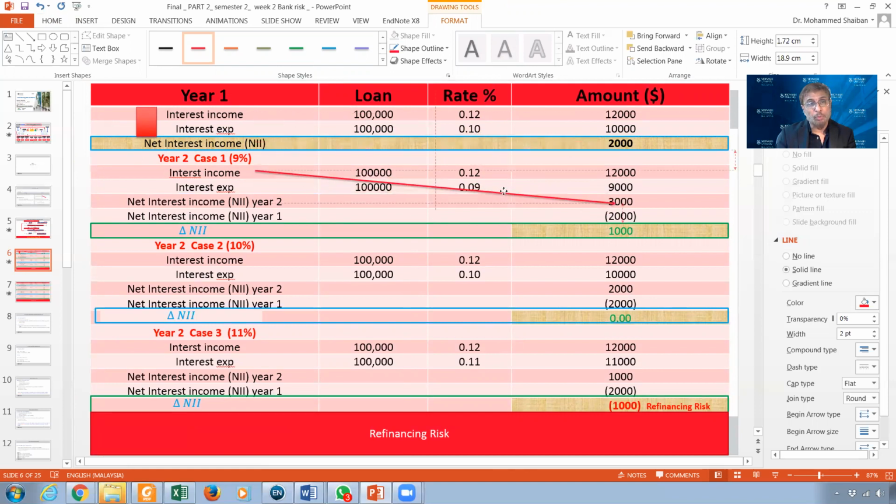So is there a difference between that? Because I'm looking for the change in the net interest income. The change in the net interest income is green. I'm happy. Let's go to case 2.